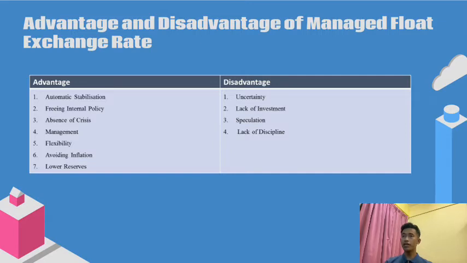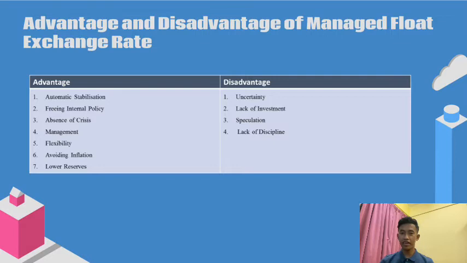Second, freeing internal policy. Under the floating exchange rate system, the balance of payments deficit of a country can be rectified by changing the external price of the currency. If a fixed exchange rate policy is adopted, then reducing a deficit could involve a general deflationary policy for the whole economy, resulting in unpleasant consequences such as unemployment and idle capacity.